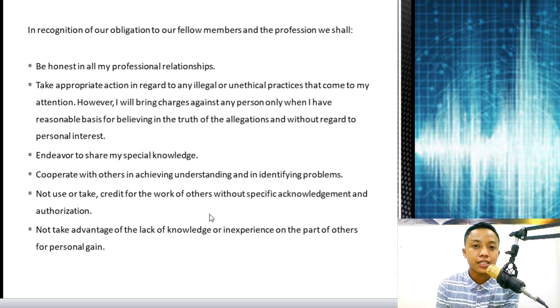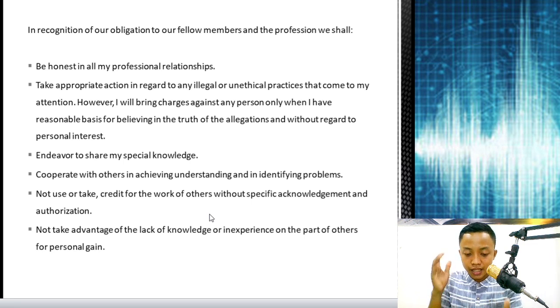Kaya nga po, dito po as a professional, we should not use or take credit for the work of others without their authorization. Hindi po natin kinakailangan na aangkinin ang credit na hindi naman para sa atin kasi ang gawain na ating kinuha ay sa kanya. We should always give a credit kung sino ang gumawa niyan. Hindi po natin aangkinin ang credit na hindi naman para sa atin. We should give the credit to the person na nag-create niyan or nag-post niyan. We should not angkinin, wag po tayong greedy sa ganyan.